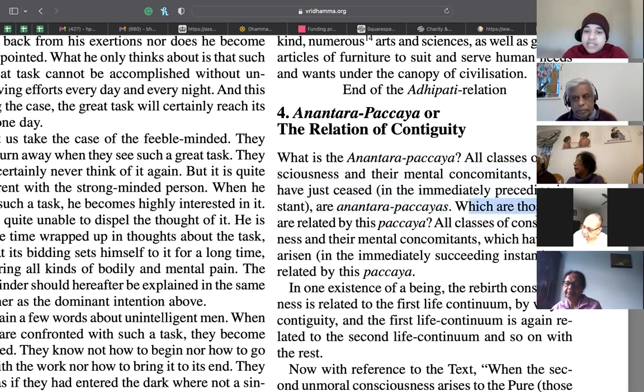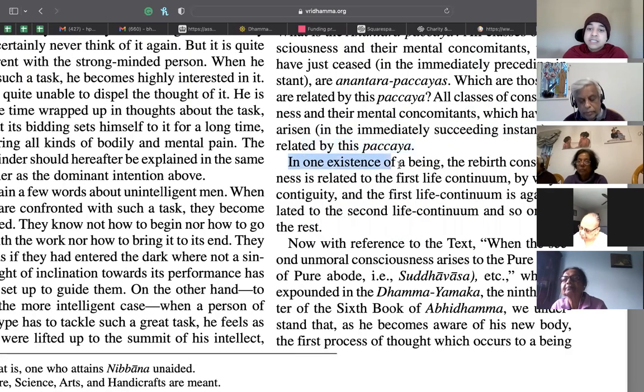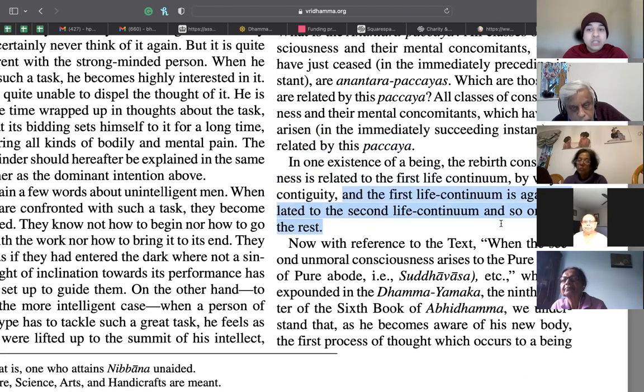Which are those that are related to this paccaya? All classes of consciousness and their mental concomitants which have just arisen in the immediately succeeding instant are related to this paccaya. We've now covered that. In one existence of a being, the rebirth consciousness is related to the first life continuum by way of continuity. And the first life continuum is again related to the second life continuum and so on. Can we remember that? Right?